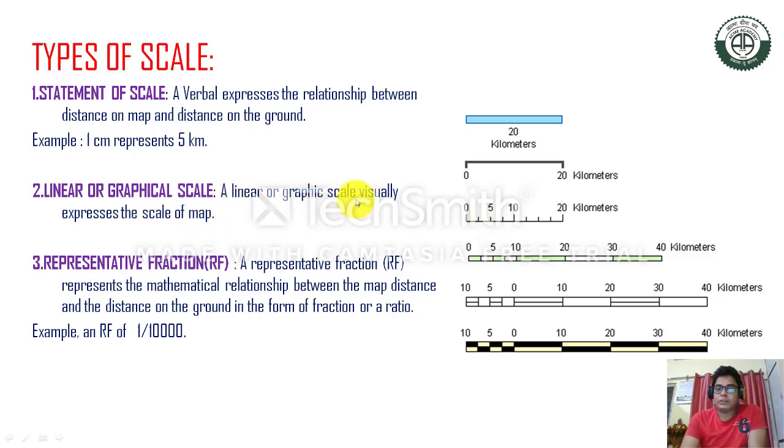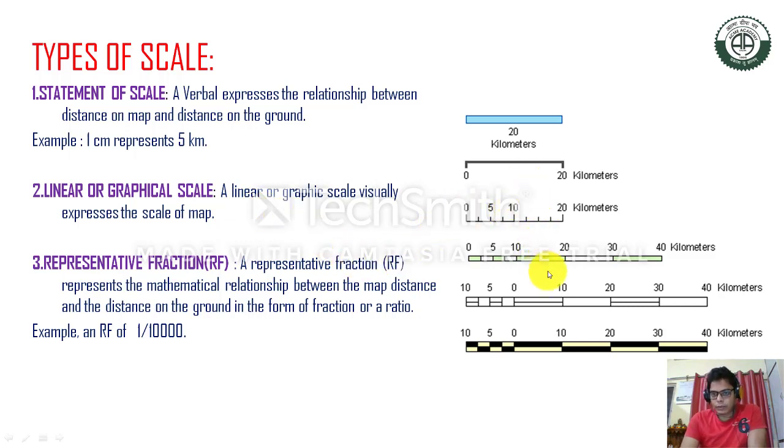A linear or graphic scale visually expresses the scale of a map. If you observe most geographical maps, you can see at the down part of the map that the scale is mentioned. Sometimes it is mentioned as a statement scale, and sometimes as a graphical scale, shown as a picture. So you can see over here that this distance, from here to here, 1 centimeter, represents 20 kilometers. So 1 centimeter may be 4 kilometers. So this is called the linear or the graphical scale.